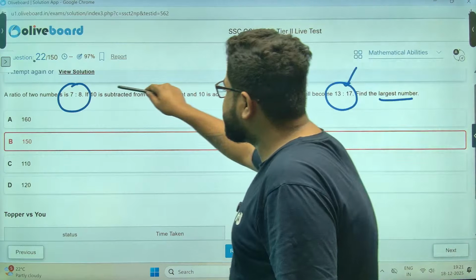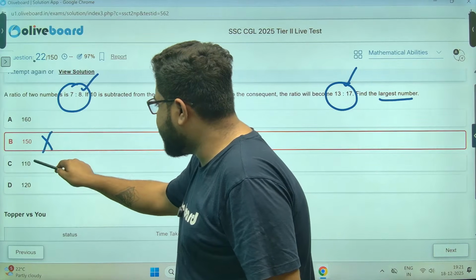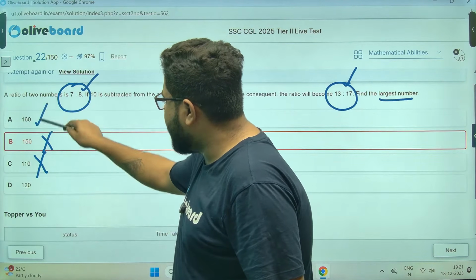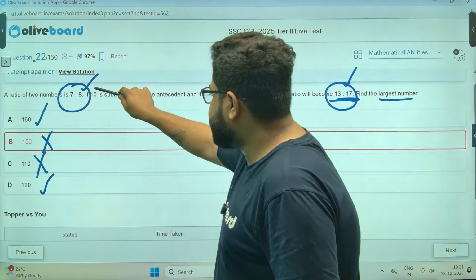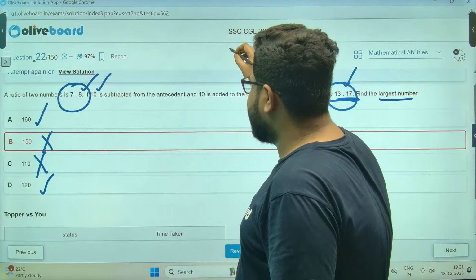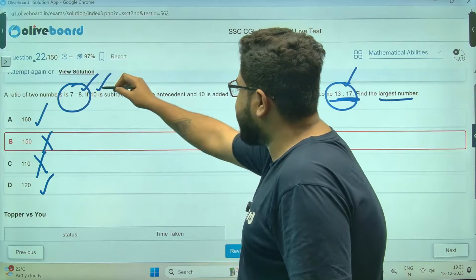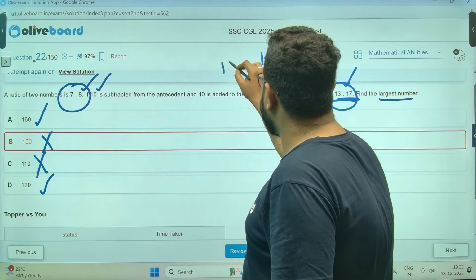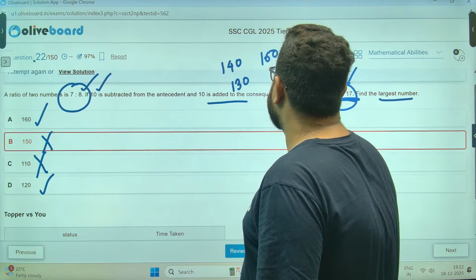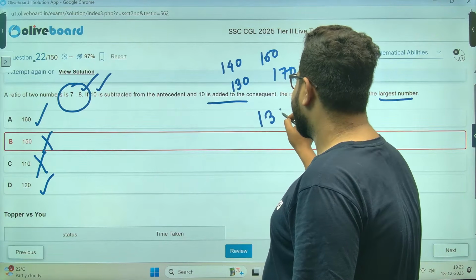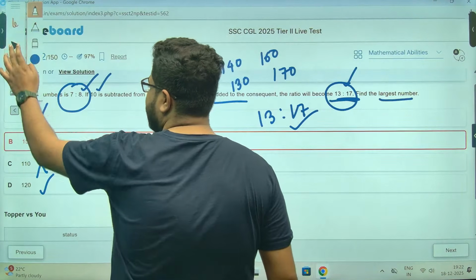The largest number has to be a multiple of 8. So multiple of 8, sir, 150 cannot be the answer, 110 cannot be the answer. Option A or D. Now, 13 and 17 multiple, second one. 10 subtracted. If I take 160, meaning 8 parts is 160. 7 parts will be 140. 10 subtracted means this, sir. And 10 is added to the subsequent, 170. So 13:17. You see, that's your answer, option 1. Option A is your correct answer.